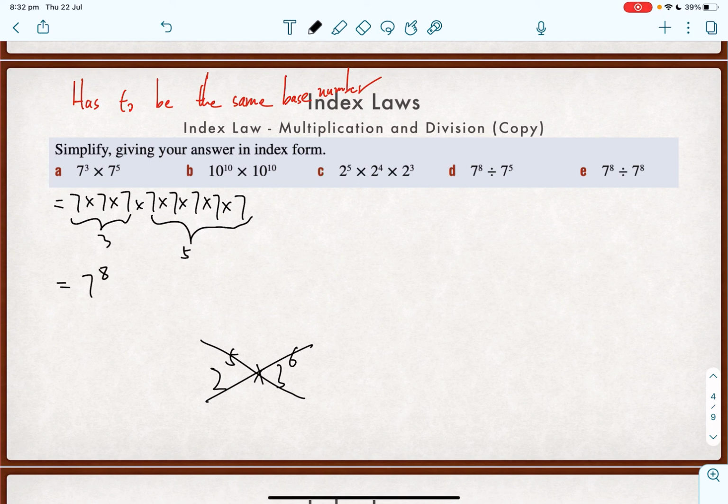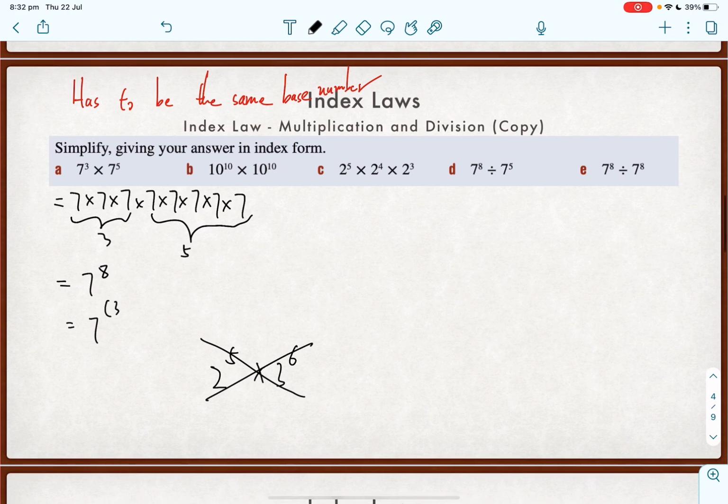Okay, for index law, you probably see the rule here already. If you multiply 2 numbers, the power will be the power of the first one plus the power of the second one. Okay, so when multiplying 2 index numbers with the same base, you can just add the indices. Basically that's that. Okay, so you've got 7 to the power 8. Right, this one here for B, you probably guessed already, so it will be 10 to the power of 10 plus 10. So basically it is 10 to the power 20.